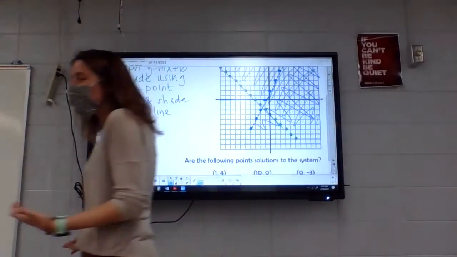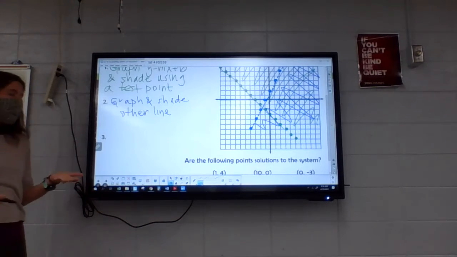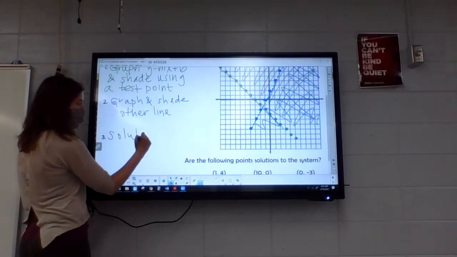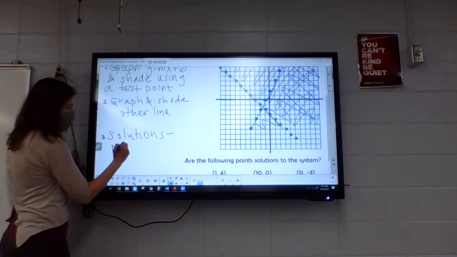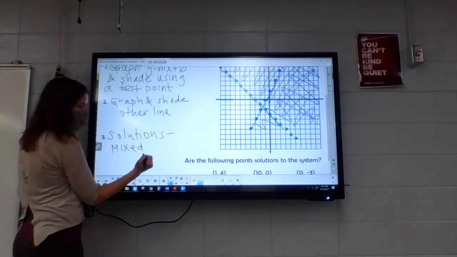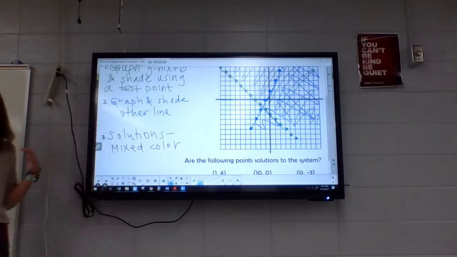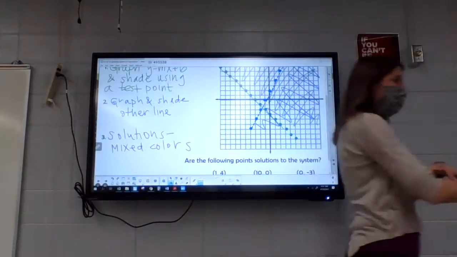Okay, so what the solution is: where these two colors overlap is going to be the solution. So where your two colors mix, whether or not it's pretty or not, that's where the solutions are. So the solutions are where the colors mix. Now when there's only one color, we only have to worry about that. Like on the front side, it was only that one section. This one, it's where the two colors come together.